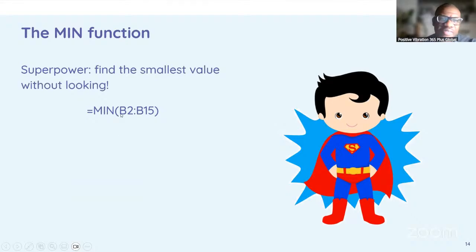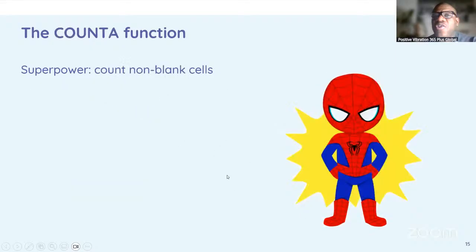We write the name of the function, we write the cell. This one is meant to return the smallest value. All right. And then now we have what is called a counter or COUNTA. Some people say counter, some people say COUNTA. Now, the COUNTA function is meant to count the number of non-blank cells. So if there's any data inside of it, you can use this count.